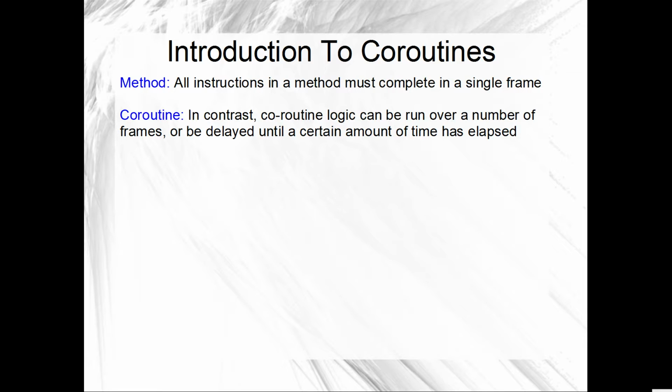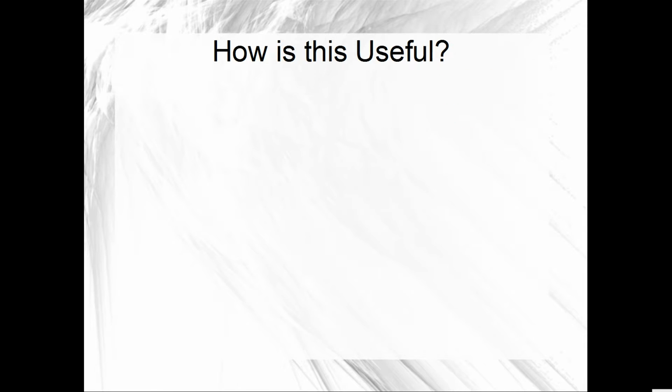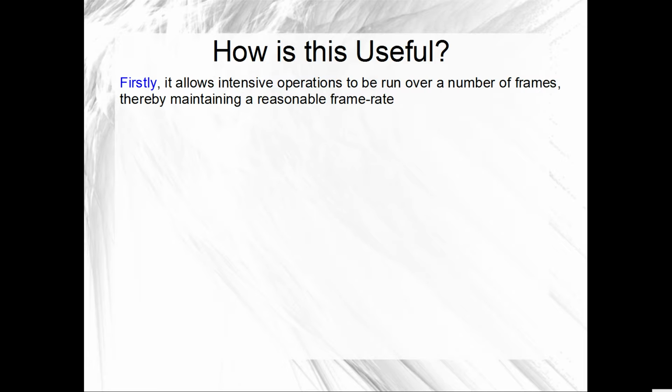So you may ask at this point, how is this useful? First, it allows for intensive operations to be run over a number of frames, thereby maintaining a reasonable frame rate. So returning back, this is an example. This is effectively what made me have to learn coroutines. In Vigilantes, when the AI characters are trying to decide what to do for their turn, they need to gather an awful lot of information and create orders from that. So that was extremely intensive, and it was just killing the frame rate. So that's why I started learning about coroutines.